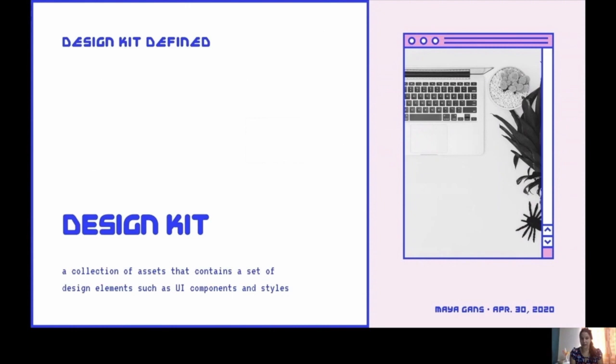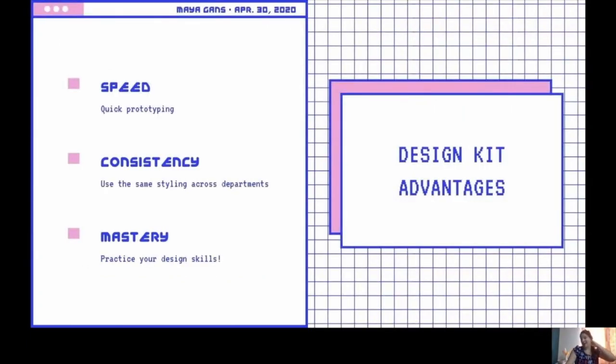So again, design kit, a collection of assets that contains a set of design elements such as UI components and styles. Why should I do this? Three kind of advantages that I could think of were, if you have a button ready to go, then as a developer, when someone says, can you whip up this website real quick? I don't need to think about the styles and interactions of that button. I have it ready to go. So you can get prototypes up quickly.